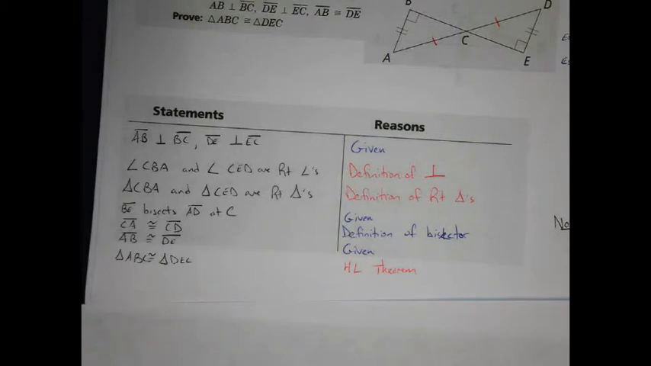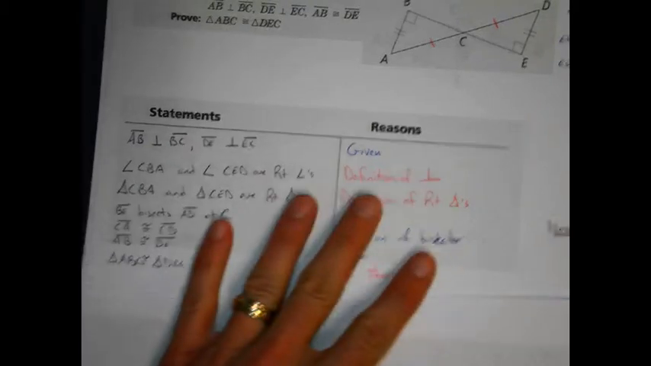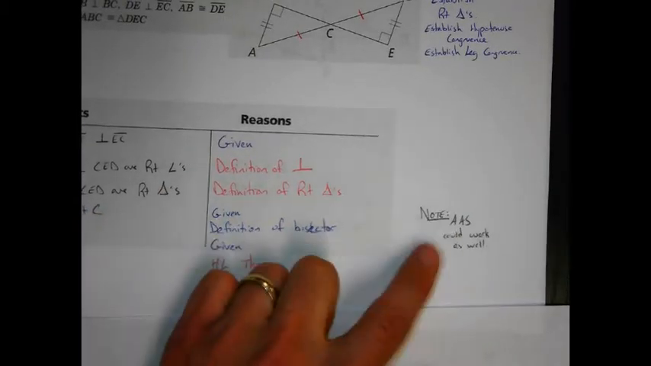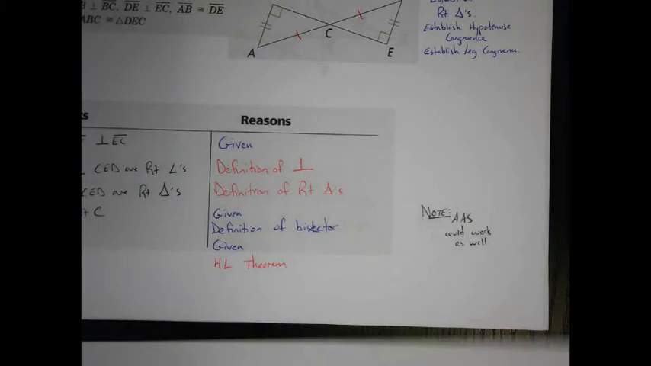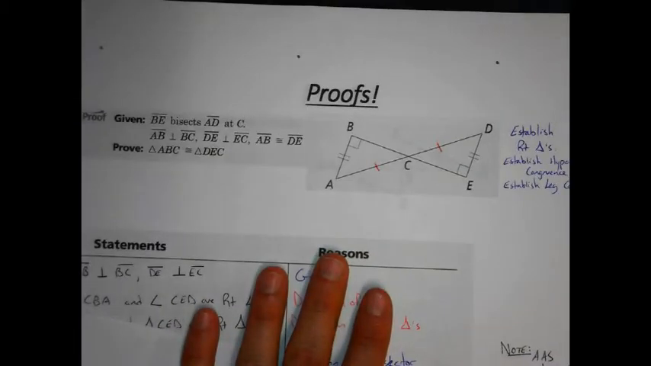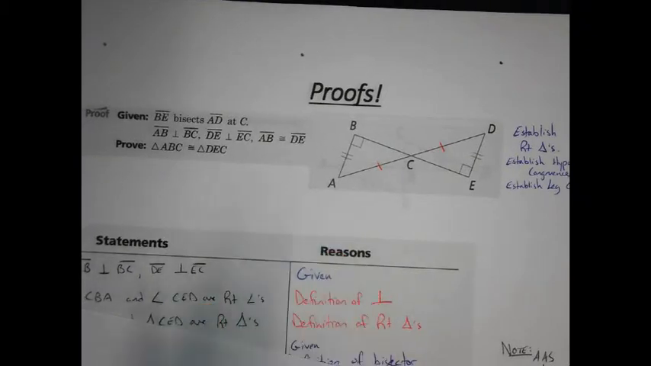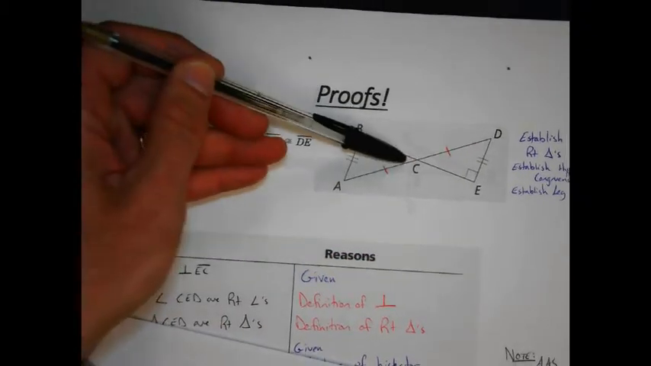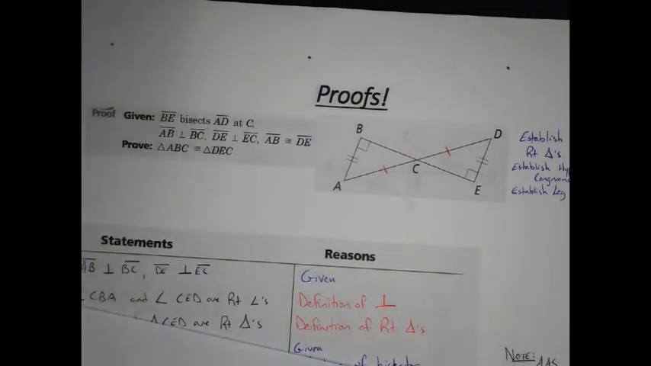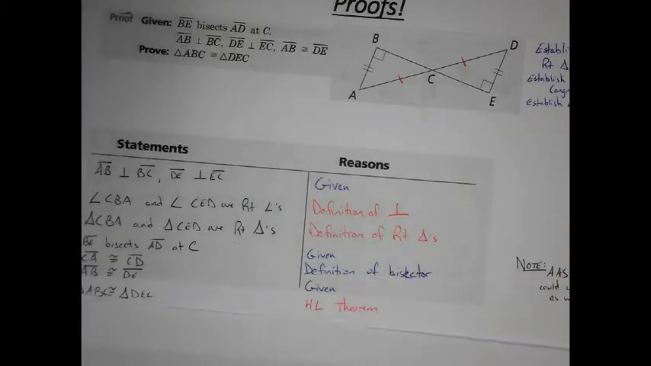So this is a nice proof. I mean, this is tricky. But the cool thing with this particular proof is that you could also use angle, angle, side. You don't have to talk about right triangles. How? Vertical angles, boys and girls. If you talked about vertical angles, you could have gone angle, angle, side. That would have been totally legit. But we're talking about hypotenuse-leg, so let's talk about hypotenuse-leg.